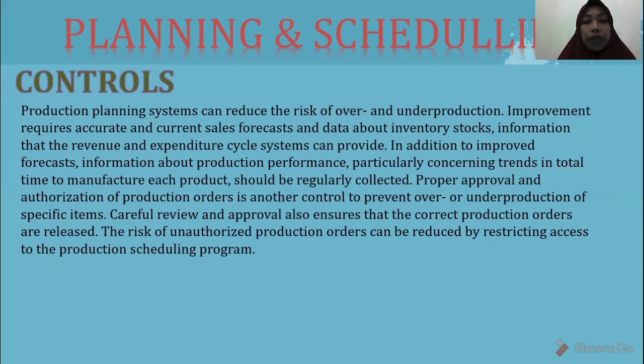Proper approval and authorization of production orders is another control to prevent over- or underproduction of specific items. Careful review and approval also ensure that the correct production orders are released. The risk of unauthorized production orders can be reduced by restricting access to the production scheduling program.